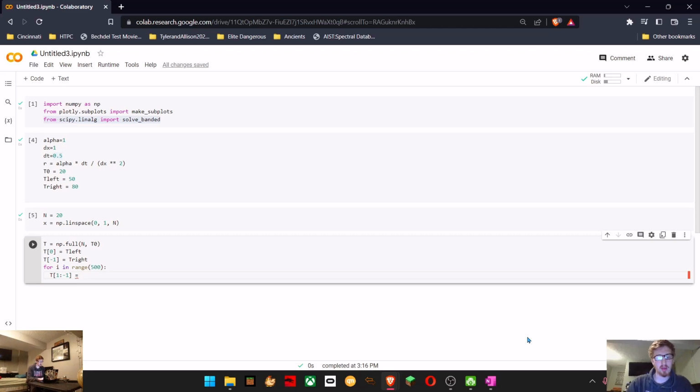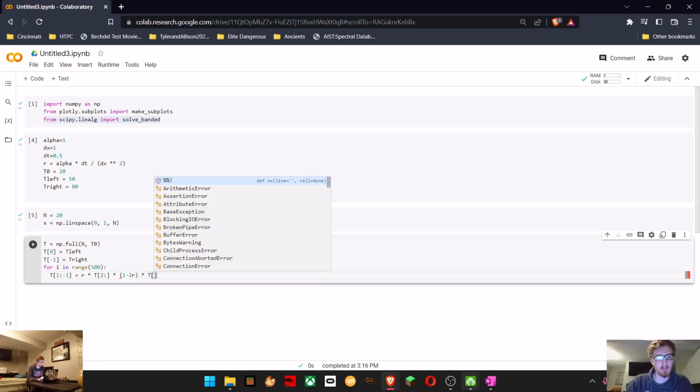And then we just have to write out our equation, essentially. So we have R times T, and then we want to take the third index, or really the second value, which would be the J plus 1 in the previous equation, I should say. And then we want to take that all the way through the array. And then 1 minus 2R, and then the same thing, except this time it's J comma N. So we're doing 1, -1.